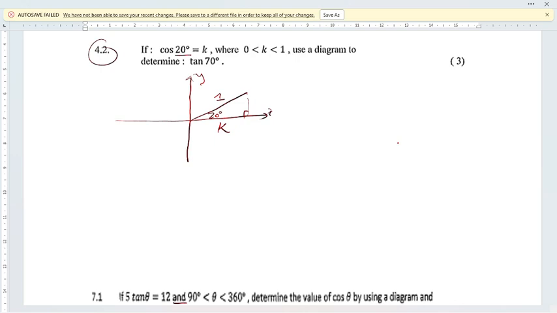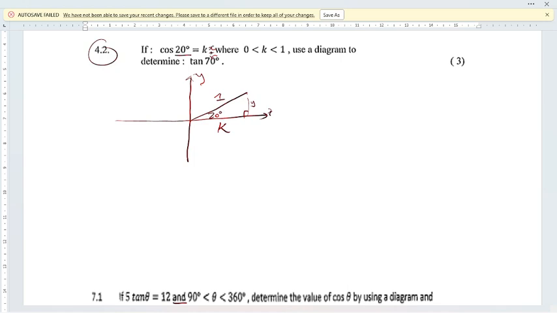Remember that. So here, cos of 20 equals k. When we say ratio, the number is divided, so k divided by 1 remains k again. So we know that cos equals x over r, so x is k and r is 1. I must go and get y.